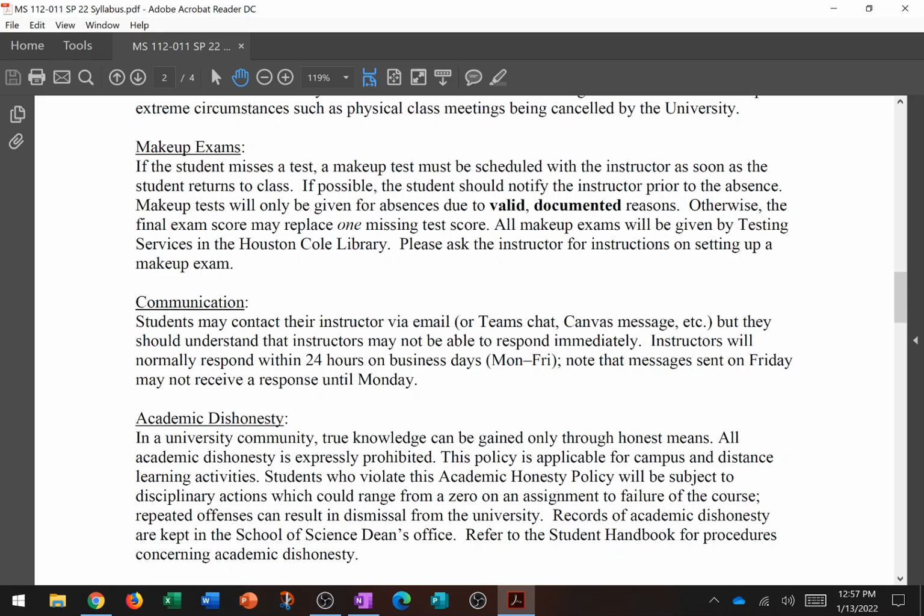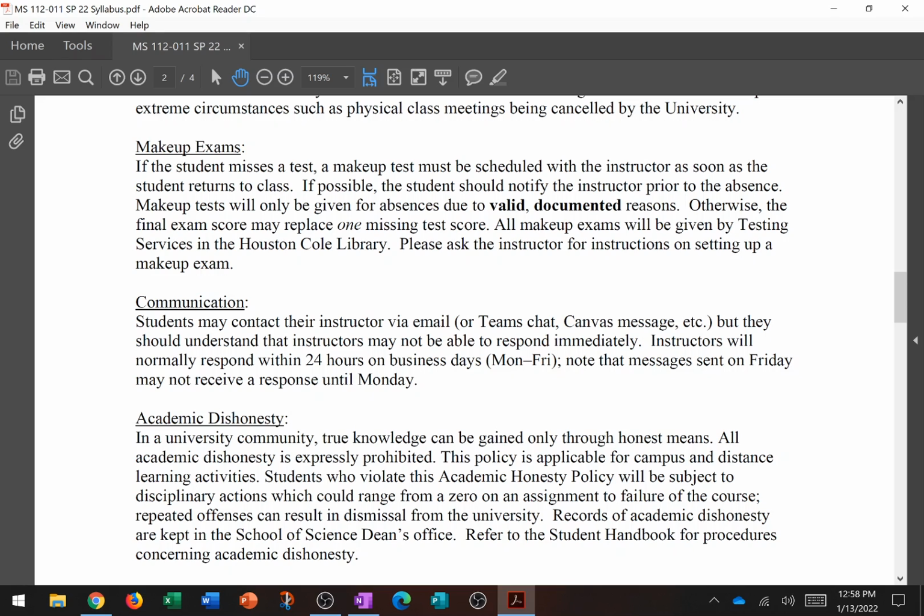Now I realize there are times when you have a valid reason for not being here, but you can't really come up with documentation. Sometimes you have crazy stuff going on in your family and things like that. I get that. The idea behind documented, with examples of documentation, would be a doctor's excuse, a funeral program, an obituary, a traffic accident report, court papers, or things like that.